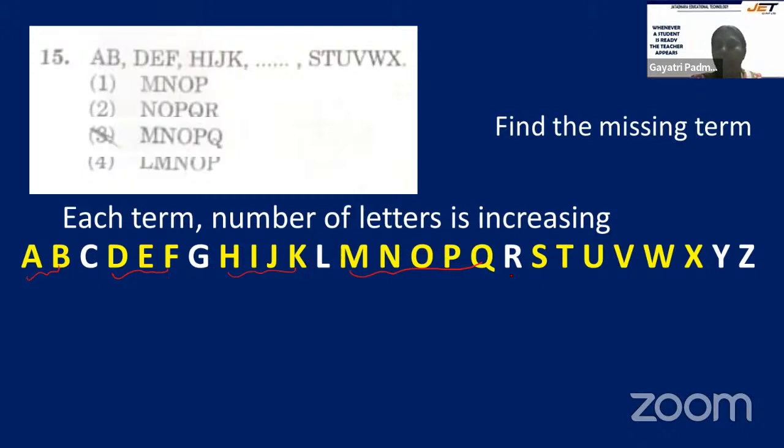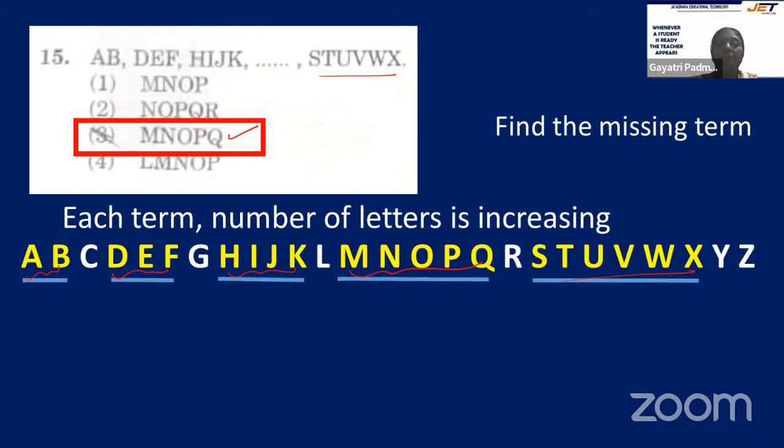So you can also check. Just leave one letter and after that you should have 1, 2, 3, 4. 1, 2, 3, 4, 5. Next should be 6. So 1, 2, 3, 4, 5, 6. Right? So do you have this? Yes. So your option must be MNOPQ. All right. Let's see.